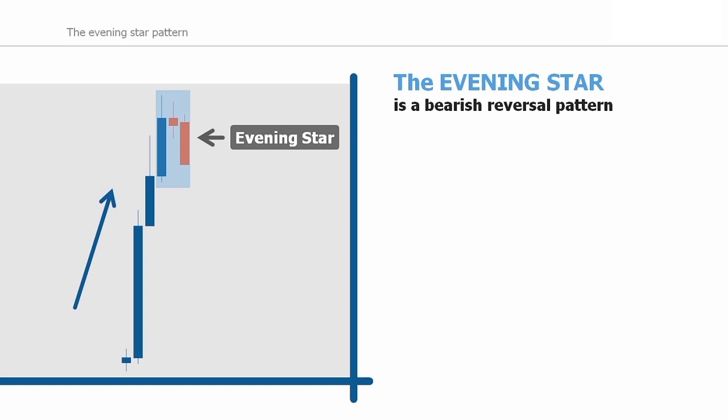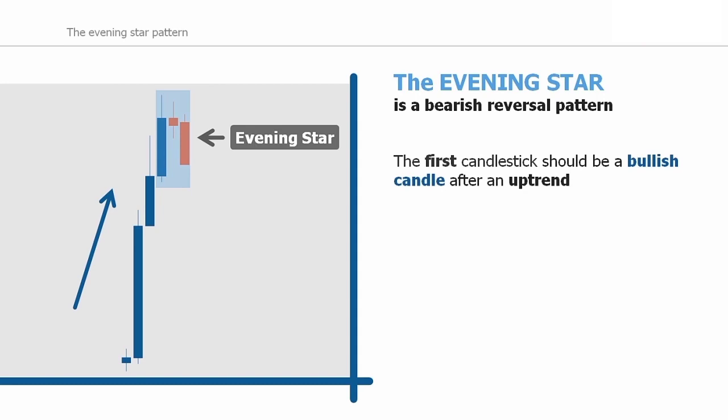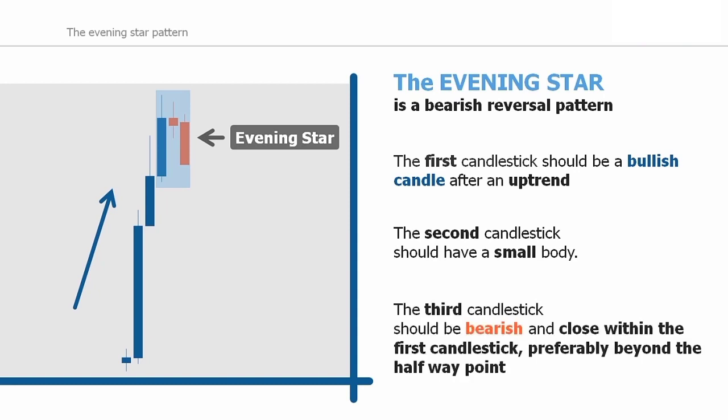The evening star is the bearish counterpart of the morning star pattern. The first candlestick will have a bullish body after an uptrend, followed by a second candlestick with a small body. It can be bullish or bearish, or have no body at all. The third candlestick, which completes the evening star pattern, is a bearish candle that closes at least halfway within the body of the first candlestick. This shows that the bears are gaining control. The price has a high probability of reversing to the downside once this triple candlestick pattern completes.